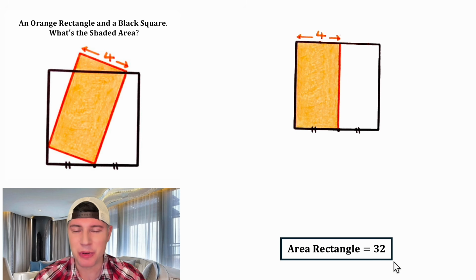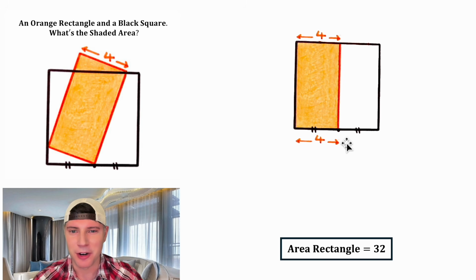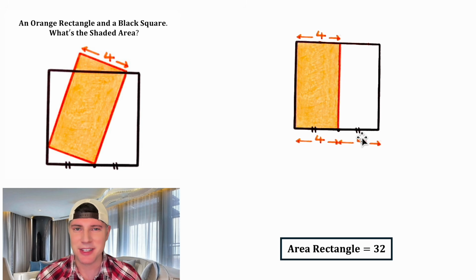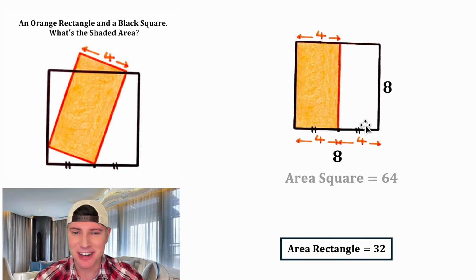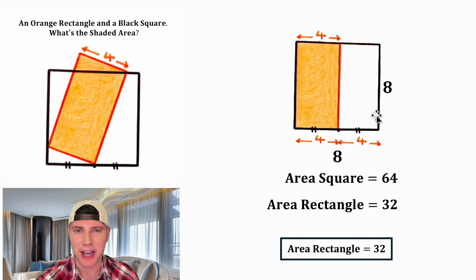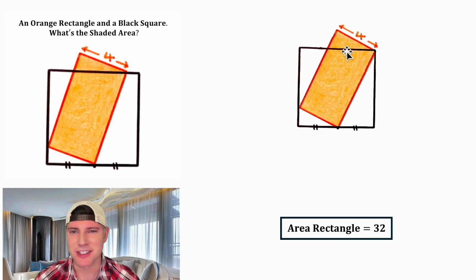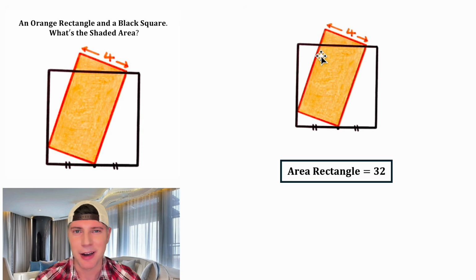If we go to the extreme case all the way over here, where the rectangle makes up half of the square, we can verify this is also 32. Because if the top of the rectangle is 4, then the bottom would also be equal to 4. And since this is equal to this, this will also be 4, making the entire base 8. And since it's a square, the height will also be 8. And then the area of the square is 8 times 8, which is 64. And the rectangle is half of that, which is 32. In all these cases, the orange area is 32. How exciting.